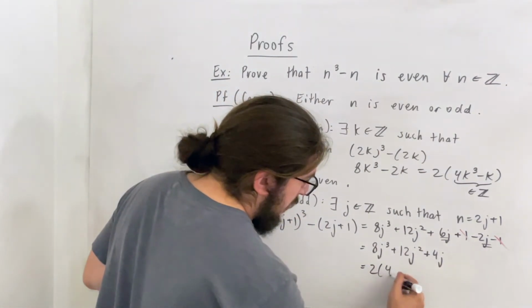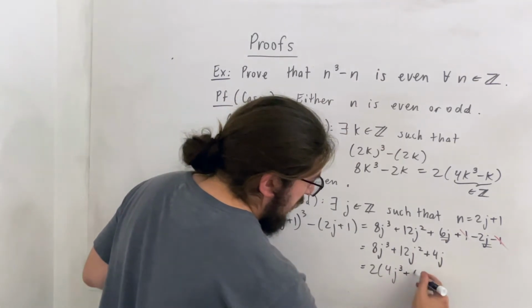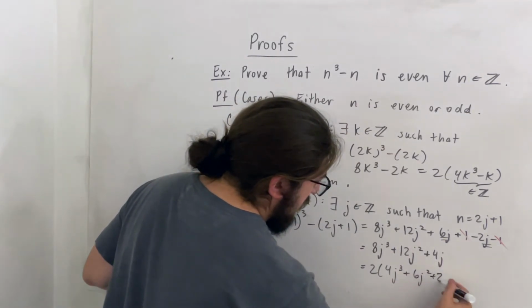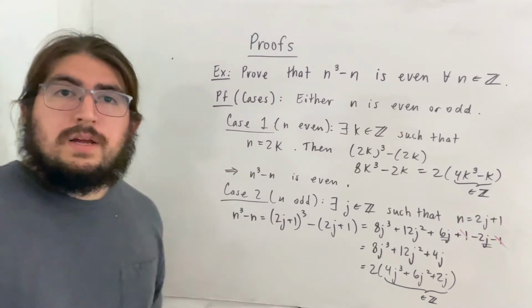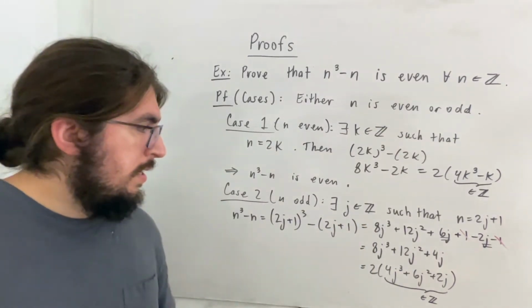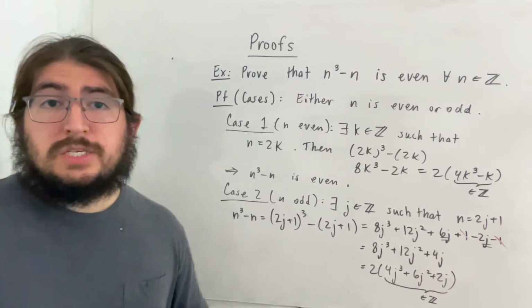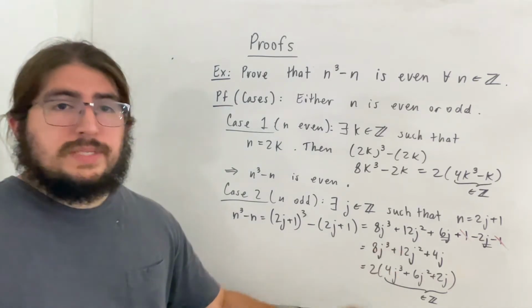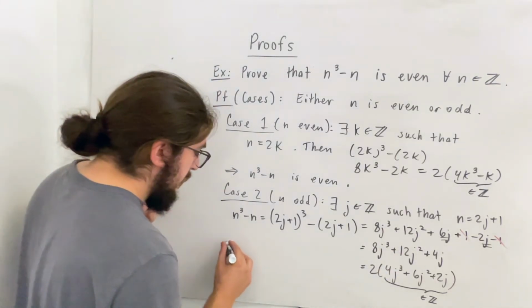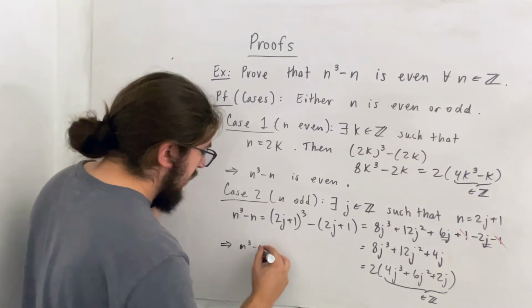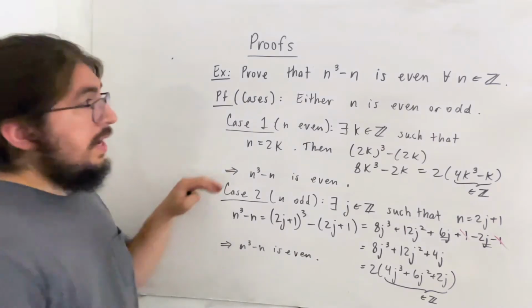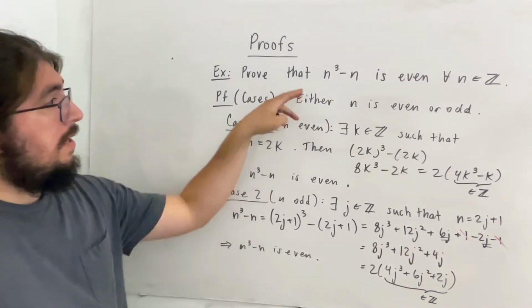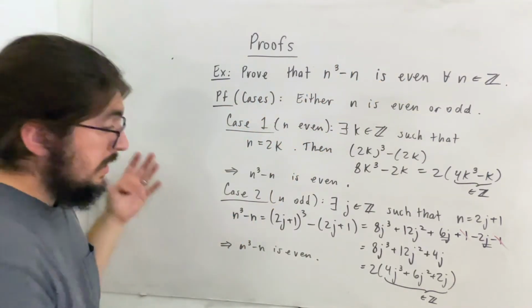Pull the 2 out, we have 2 times the quantity 4j cubed plus 6j squared plus 2j. This expression is clearly an integer because it's a combination of integers that does not include division. By multiplying and adding, even subtracting integers gives you an integer still. So this is 2 times an integer, so that means in this scenario, n cubed minus n is even. We have shown both cases provide the correct result, that this is indeed even.